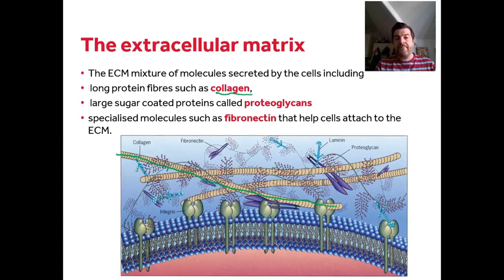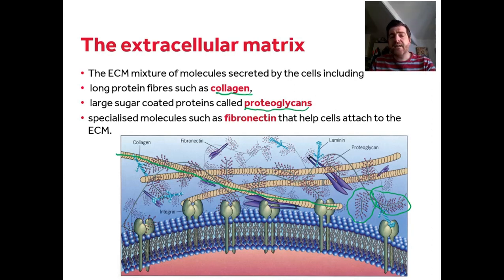We also have large sugar coated molecules called proteoglycans. Now, proteo means protein, glycans means sugar. And you can see these are these almost leaf-like structures here, and the sugar coating of molecules helps cells recognize each other or recognize the extracellular matrix, but also provides lubrication and other structural features.